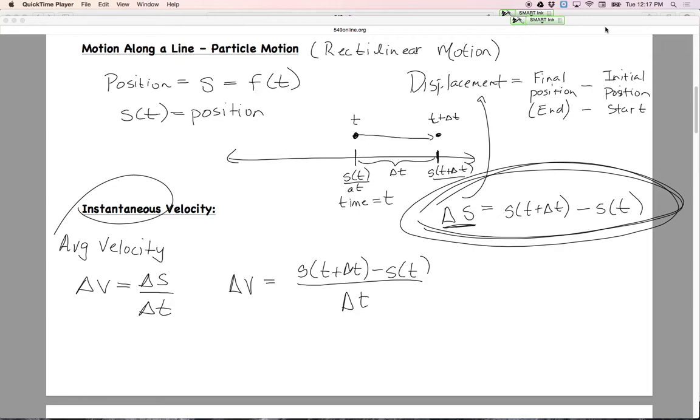Our h values are delta t. Our f equation is not an f equation anymore. It's an s equation. So it's not f of x, it's s of t. Now, this is still average velocity. I'm still calculating average velocity. How can I change this over? What can I do to it to change it from an average to an instantaneous?